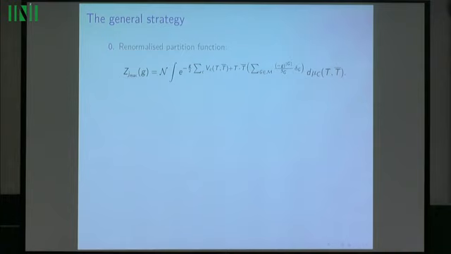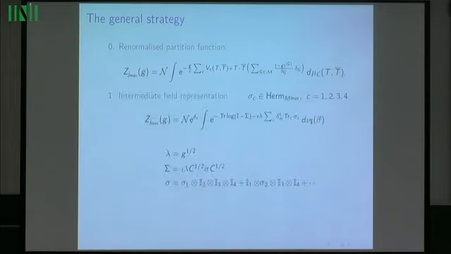Okay, so I start from this renormalized partition function, and the first step is the intermediate field representation. I skip details, but it's essentially the same as I showed you in zero dimension. Now I have 4 intermediate fields because I have 4 colors, in rank 4, and they are Hermitian matrices of size M to the j max. So I have 4 big matrices, and they are my new fields. I went from 1 tensor of rank 4 to 4 matrices of big size.